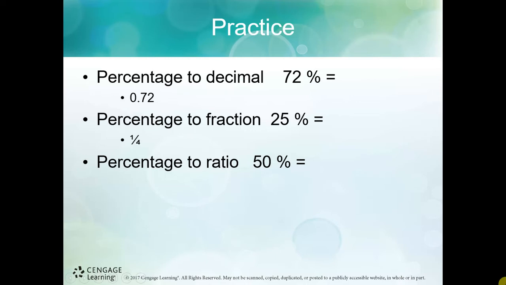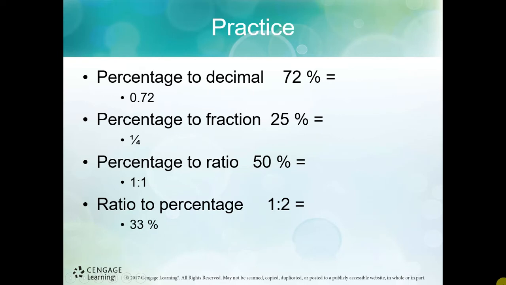Percentage to ratio, 50% is 1:1. It can also be 1:2, and that's why it's a little bit confusing. Ratio to percentage, 1 part to 2 parts, is the same as 33%.